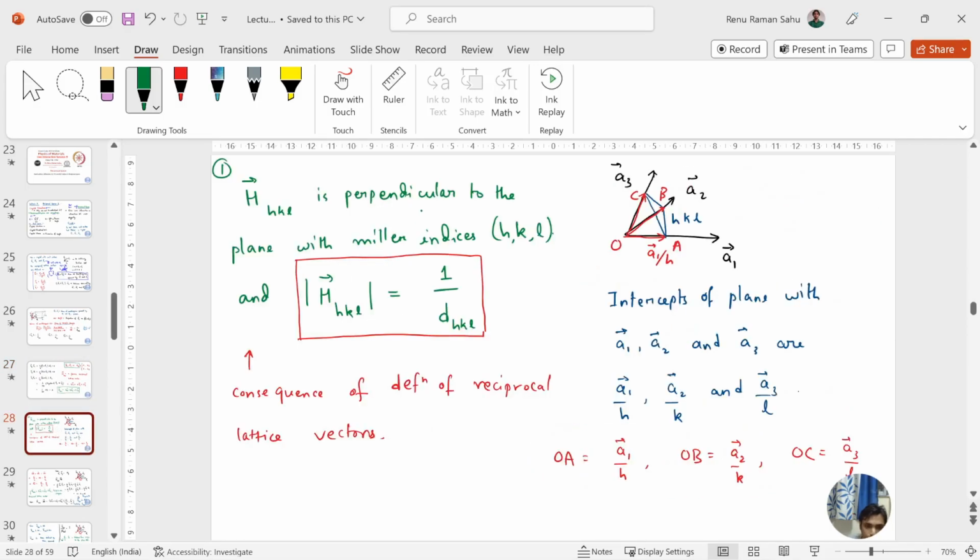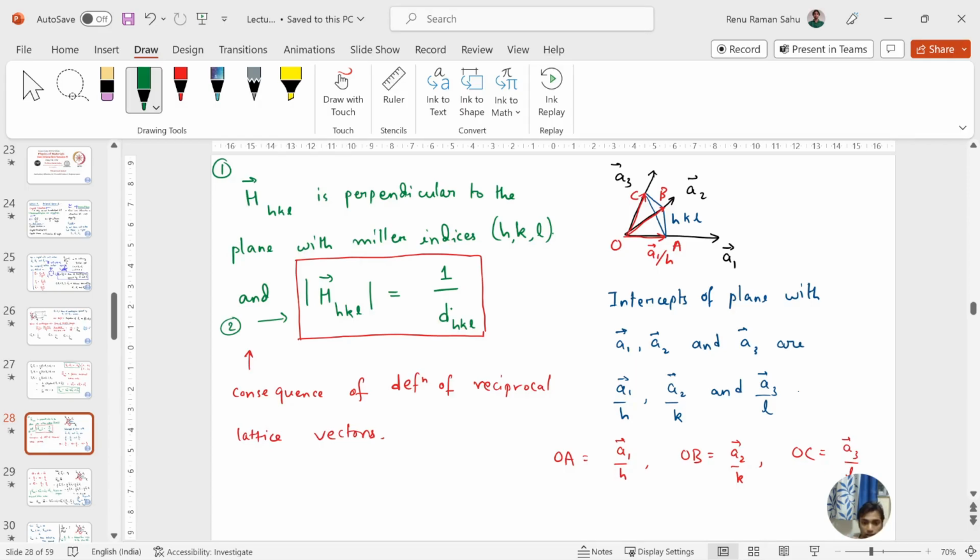The first information is that this H of hkl is perpendicular to the plane with Miller indices hkl. We are going to see the validity of this statement. The second statement that we want to infer is that the magnitude of this H of hkl is 1 by d hkl. There will be a family of planes, and the distance between those planes is given by this d hkl, which is the shortest distance between consecutive planes.